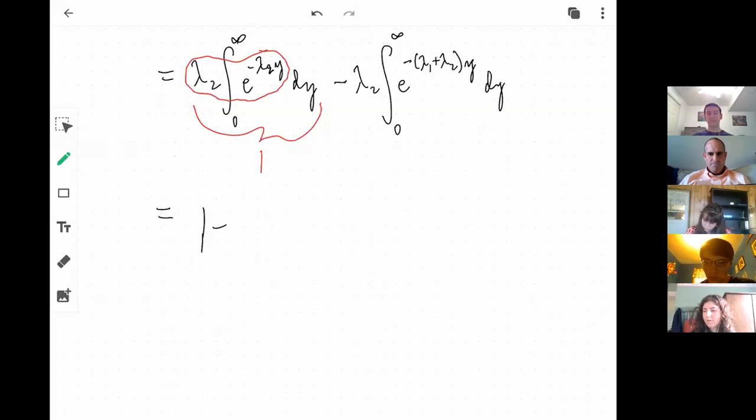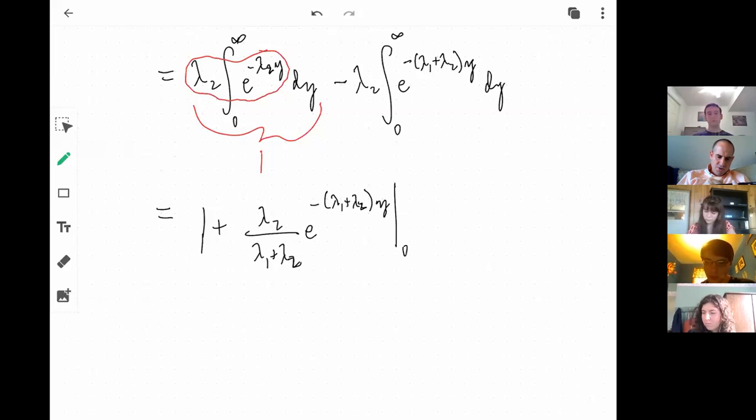Minus 1 over lambda 1 plus lambda 2 times e to the negative lambda 1 plus lambda 2 y. Let's change this minus to a plus, because we get another minus kicked out. It's going to be lambda 2 over lambda 1 plus lambda 2, and this is going to be e to the minus lambda 1 plus lambda 2 y, evaluated between 0 and infinity.